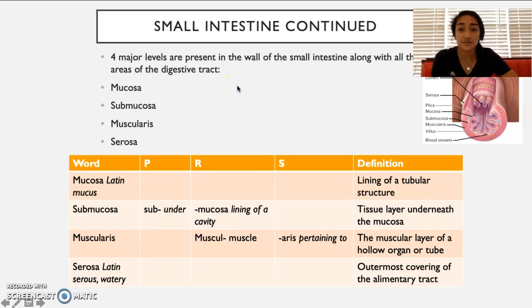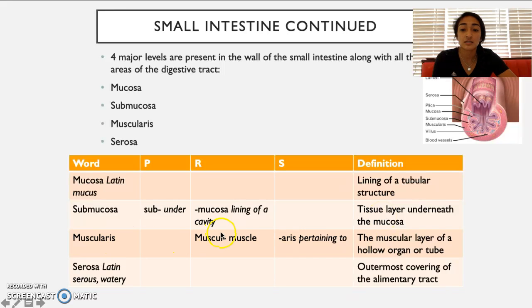Continuing with the small intestine, 4 major levels are present in the wall of the small intestine along with all areas of the digestive tract: the mucosa, submucosa, muscularis, and serosa. And in the picture you can see the different levels. And the different levels broken down: the mucosa is Latin for mucus, and it is the lining of a tubular structure. The submucosa, the prefix sub meaning under, and the root mucosa meaning the lining of a cavity. It's the tissue layer underneath the mucosa.